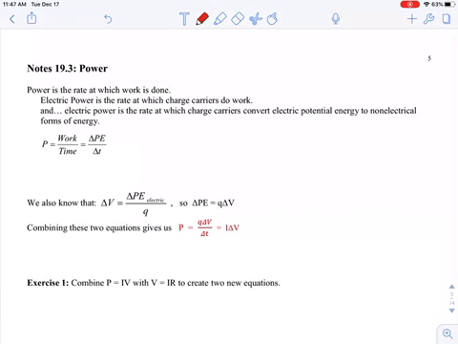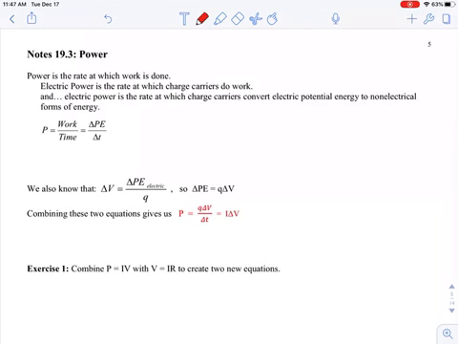In this section, we'll be talking about power. We learned about power in AP Physics 1 or AP Physics C or General Physics. We learned that power is the rate at which work is done. So power is work over time or change in potential energy over time. Remember that energy and work can be equivalent.